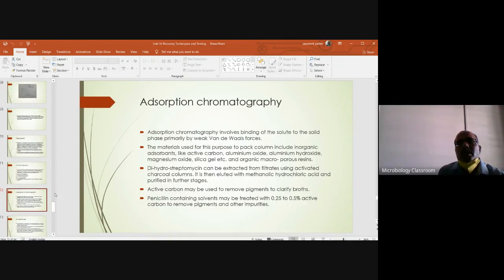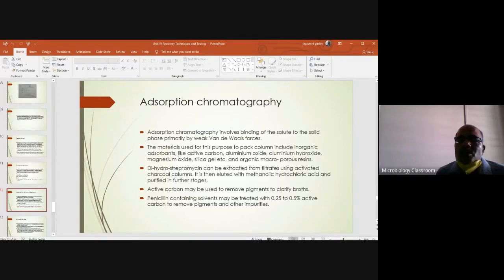First we will see adsorption chromatography. The name itself indicates that the desirable fermentation product has to be adsorbed on a suitable adsorbent. Adsorption chromatography involves binding of the solute to the solid phase primarily by weak van der Waals forces.